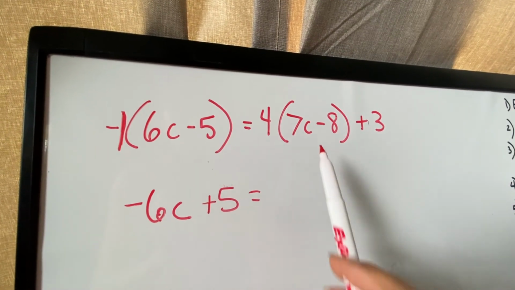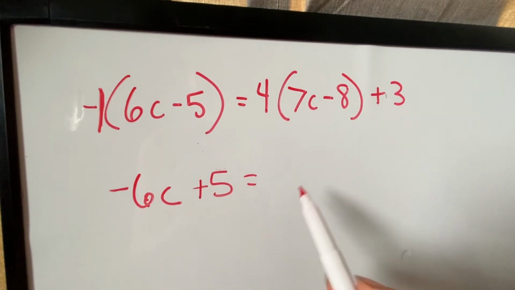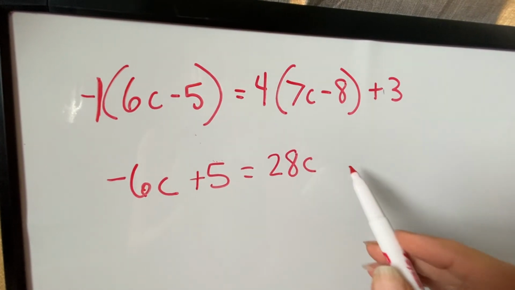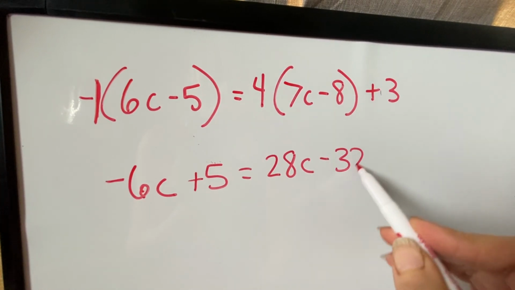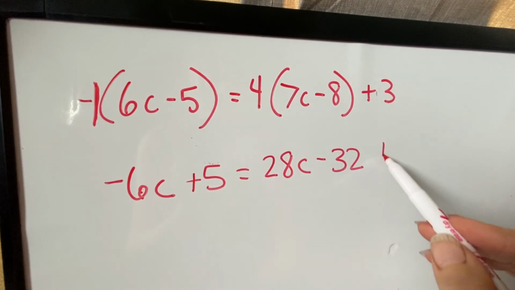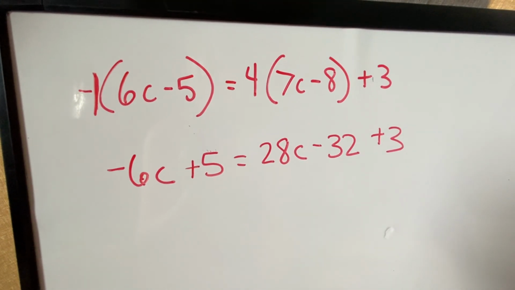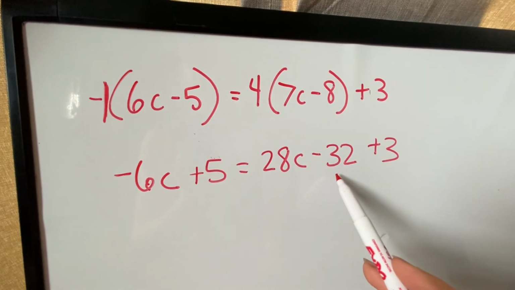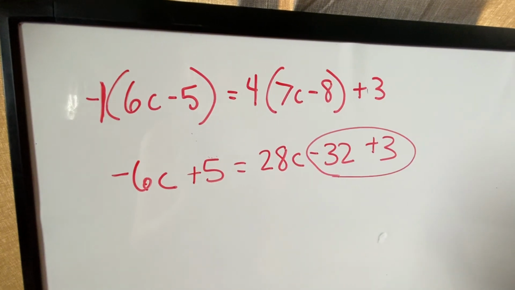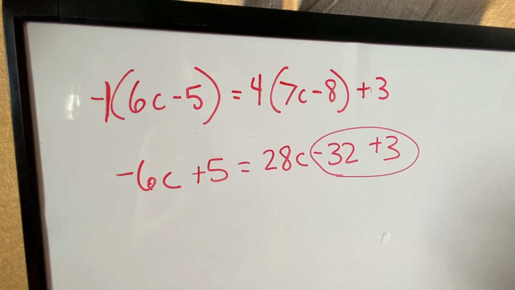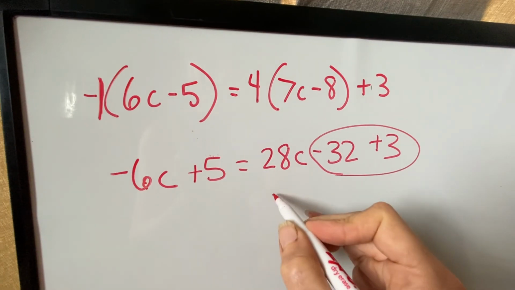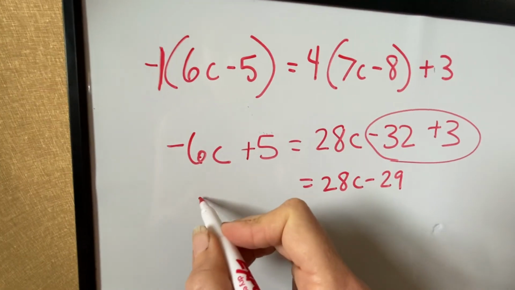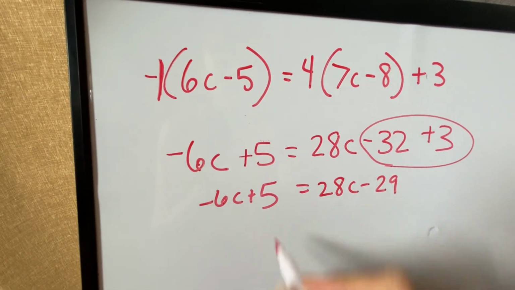Okay, now we're going to distribute over here as well. 4 times 7c is 28c. 4 times minus 8 is negative 32. And then we've got this plus 3 that we can't forget about. Okay, now it says to add like terms. No like terms on this side. The only like terms are here. So a negative 32 plus 3 is negative 29. So we have 28c minus 29 equals negative 6c plus 5.